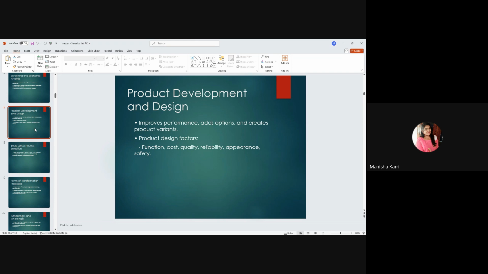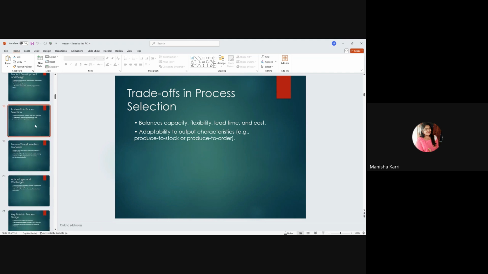So these factors are very important. So product development and design helps to create or improve products by focusing on key factors like function, cost, quality, reliability, appearance, and safety of the products. This ensures the product meets customer needs and stays competitive, and it will be safe and effective to use, like that. So, trade-offs in process selection.